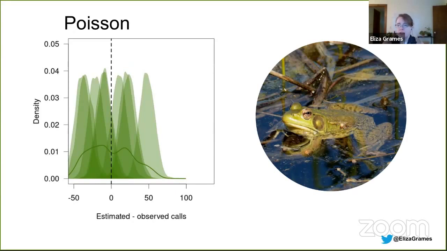Okay, so here are the results for the Poisson model with the frog data set. And you can see it does kind of center over 0, so that's good, that the models are fairly well predicting the observed data set, but there's quite a bit of spread across the different recordings. So we have, I think it's 9 or 10 different recordings from the single pond.